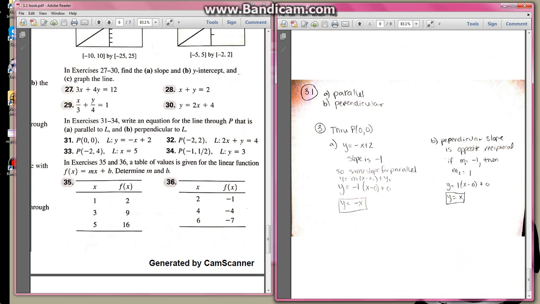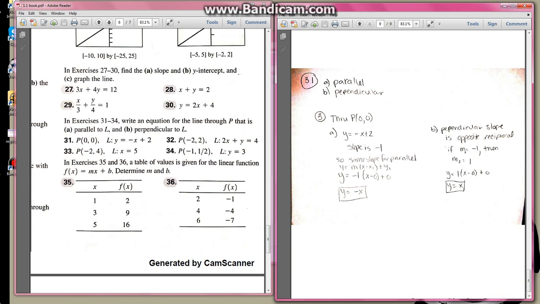And last set, 31 through 34. Write a parallel and a perpendicular line to L through point P. So, start with point P is 0, 0. Start with L here. So the slope of L is negative 1. So for the parallel, it has to have the same slope. So I'm going to use point slope form because I have a point and the slope. Plug in the same slope, point, work it out, and you simplify to y equals negative x.